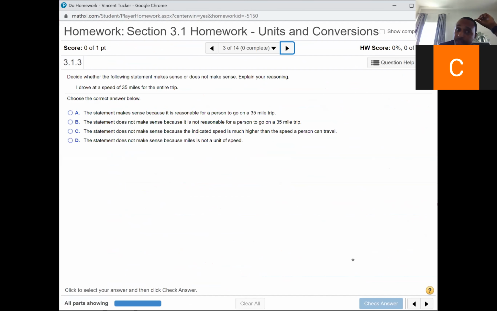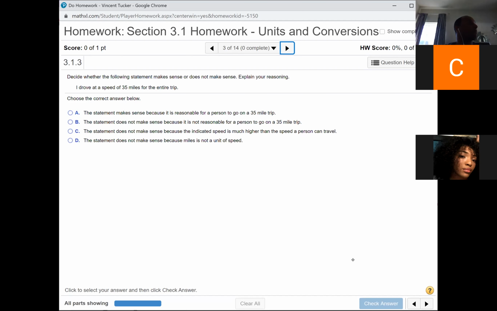Here, decide whether the following statement makes sense or does not make sense. It says, I drove at a speed of 35 miles for the entire trip. Anybody care to let us know whether it makes sense or not? Anybody ever drove at a speed of 35 miles? Yeah, miles is not a unit of speed. Yep, there it is.